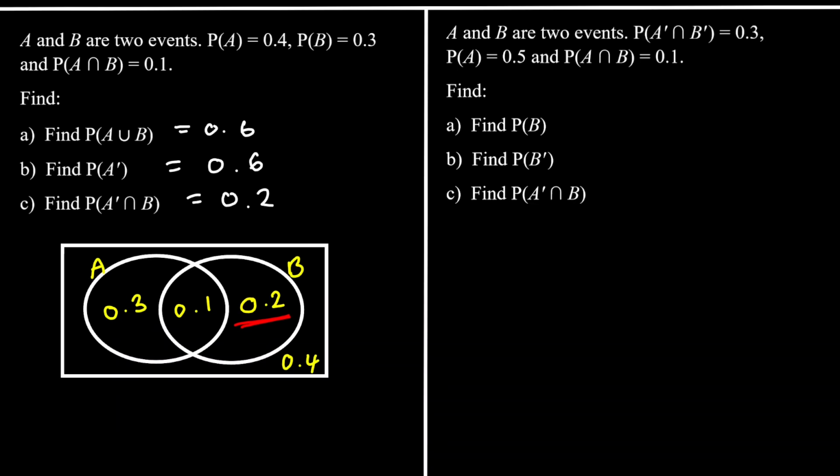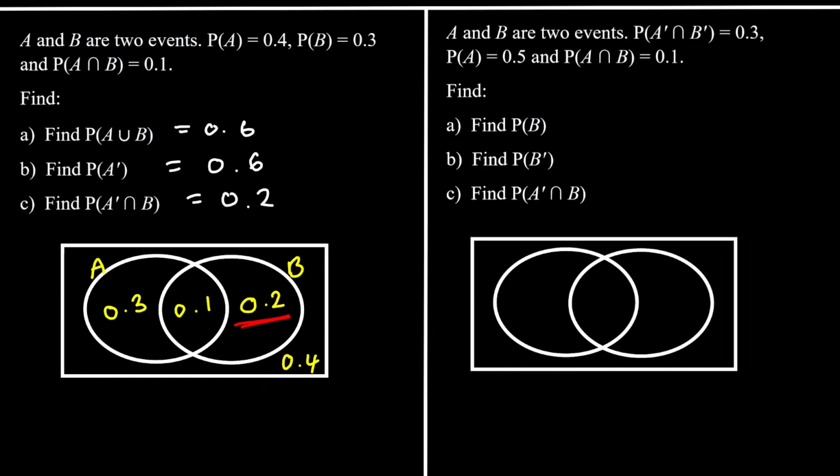Okay, one for you to try. See if you can give it a go. So what do we have? We have A and B are two events again. The probability of not A and not B at the same time, the intersection of them both, that's the outside. That's where it's not A and it's not B at the same time. The intersection of A and B is 0.1. The probability of A is 0.5, so the whole A circle is 0.5. So we need another 0.4. And all of this adds up to 0.8. So B by itself must be 0.2.